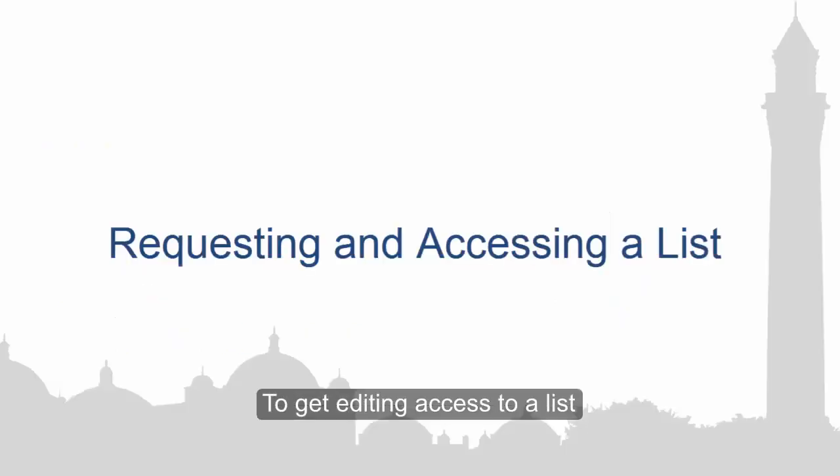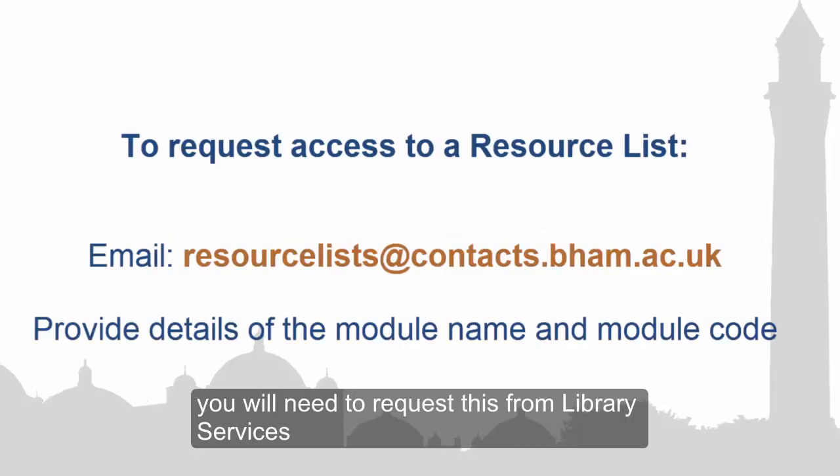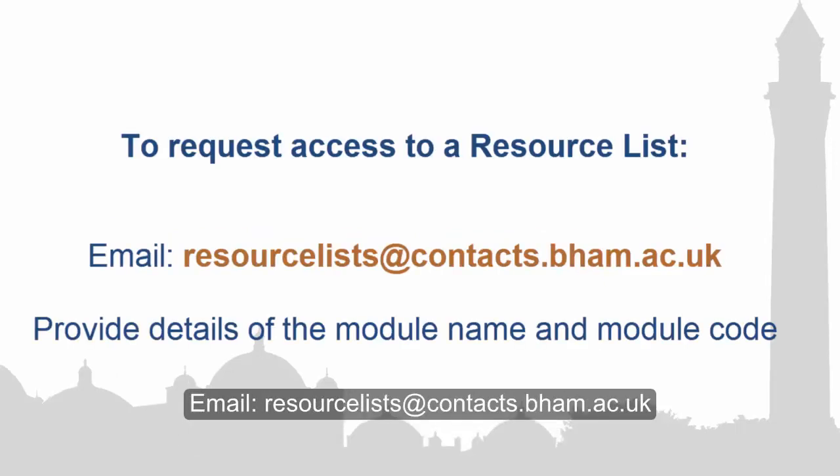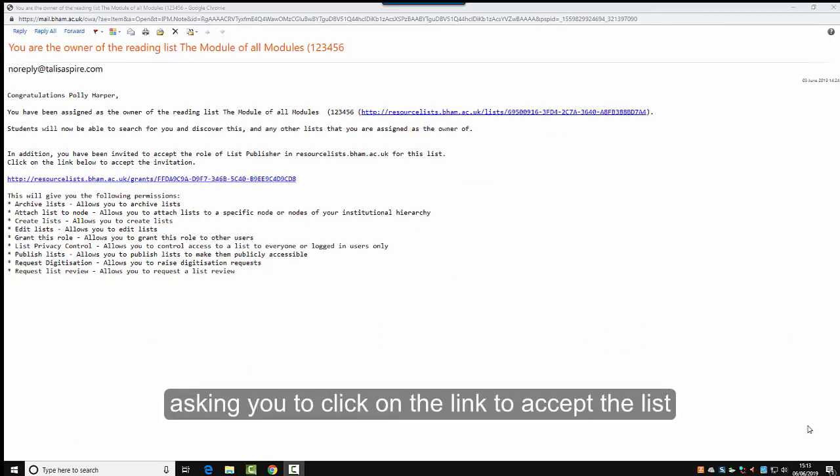To get editing access to a list, you will need to request this from Library Services. Email resourcelists@contacts.bham.ac.uk with details of the module and module code you need a list set up for. Once this is set up, you will receive an automated email asking you to click on the link to accept the list.